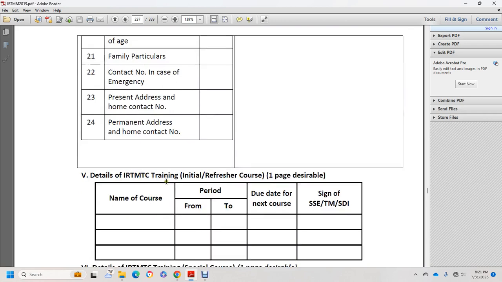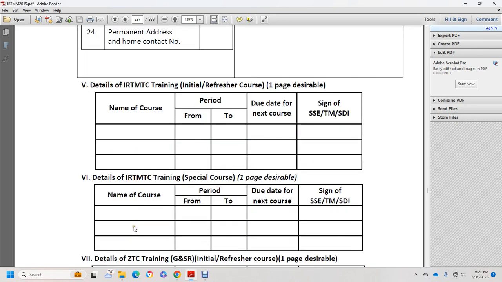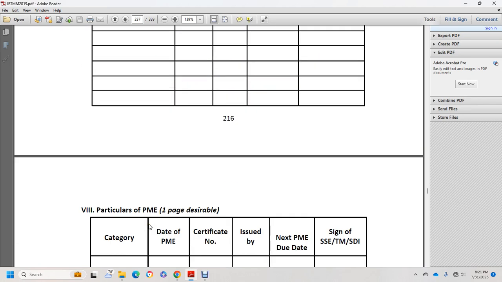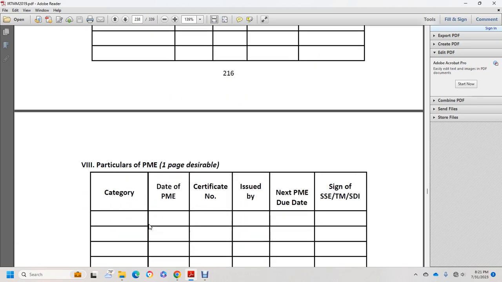Details of refresher training course: name, course period, time, date of course, new line. Training course, special course, initial refresher course, 1 page. Preventive maintenance and PME, periodic medical examination.